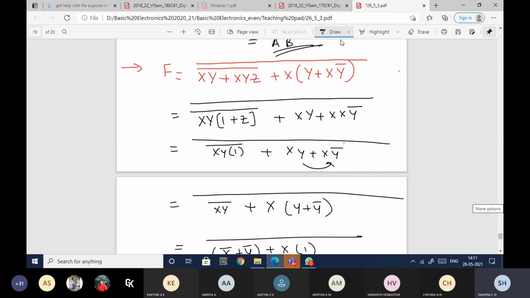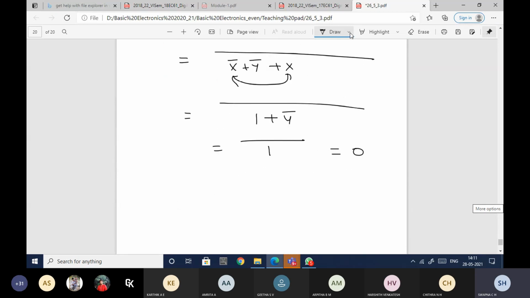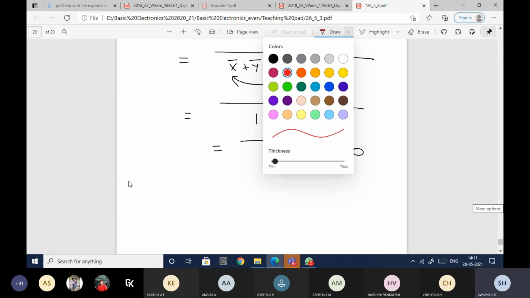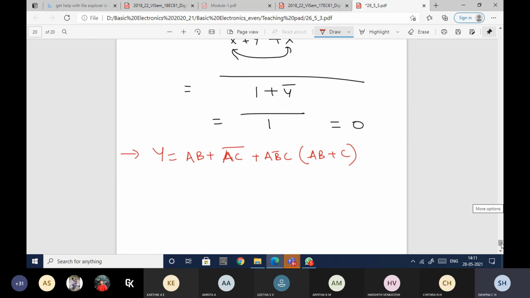One last problem you people try now. Because if you had done this problem correctly, I would have stopped here and gone for the next one. But since you people didn't do it correctly, one more problem. AB plus AC whole complement plus AB bar C into AB plus C. Again, you people can try this.